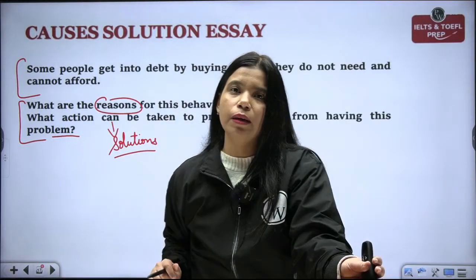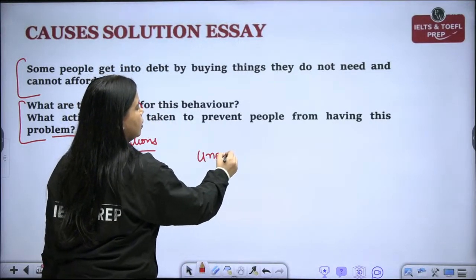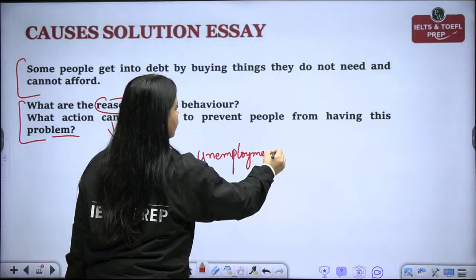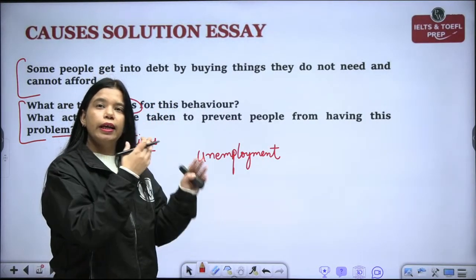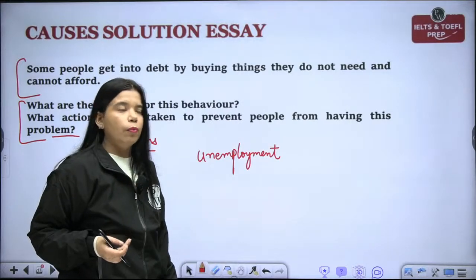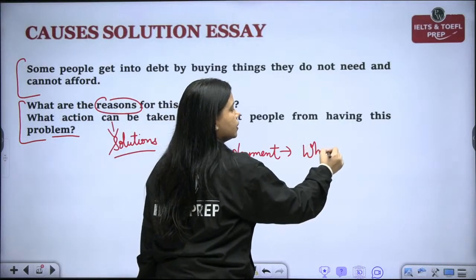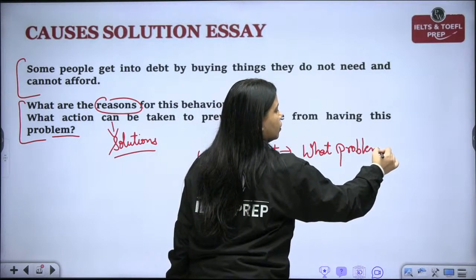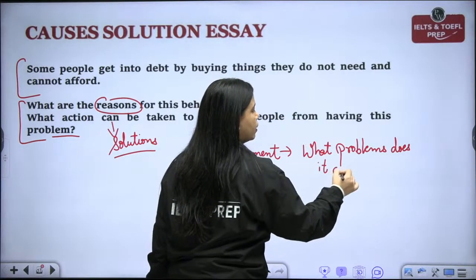Let me give you one example. Let's imagine that the question is talking about unemployment. Now this is also a huge problem, right? Let's say that the context is about unemployment in the prompt, and then they are asking, what problems does it create? What problems does it create? Now what?